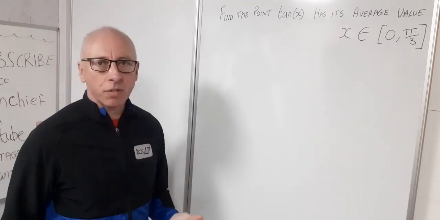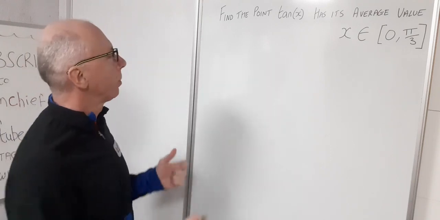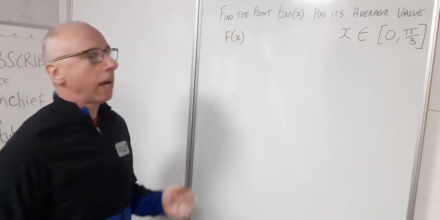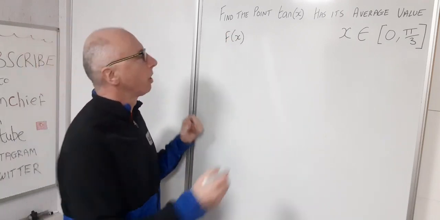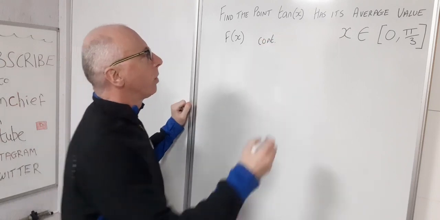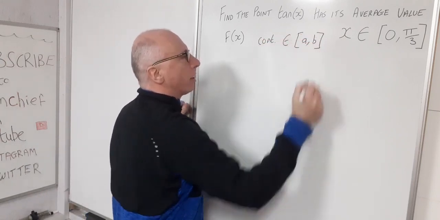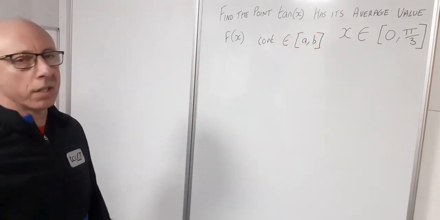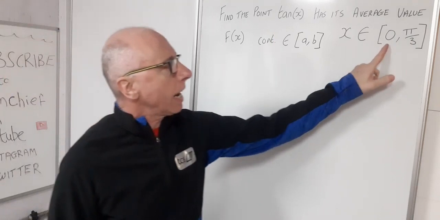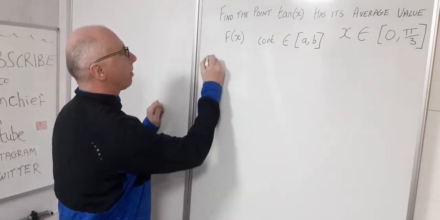So to find the average value, let's have a look at our generic way of finding the average value of all functions. So first of all, we have a function f of x, and we need to know that it's continuous on an interval a to b. That's the first thing we need to know. Okay, so next thing we need to know is what happens at the endpoints. So for that we can use the extreme value theorem.